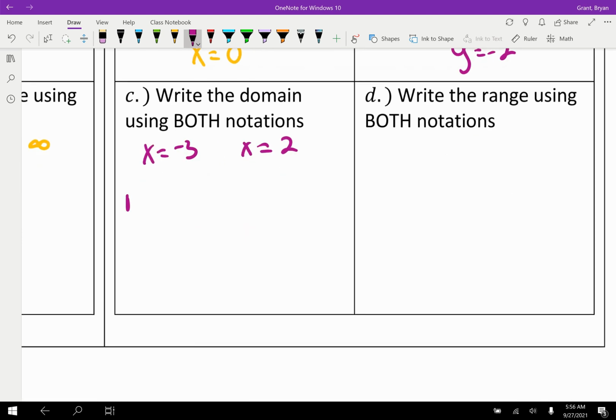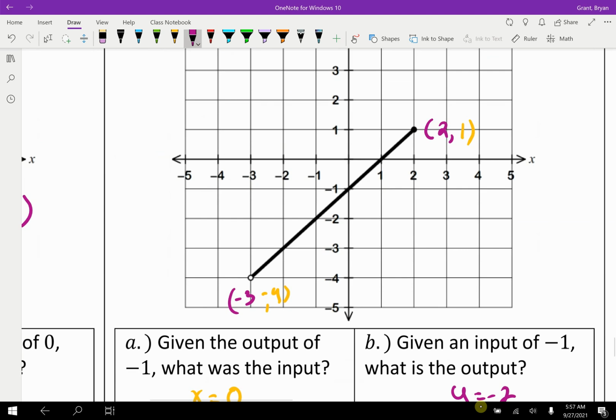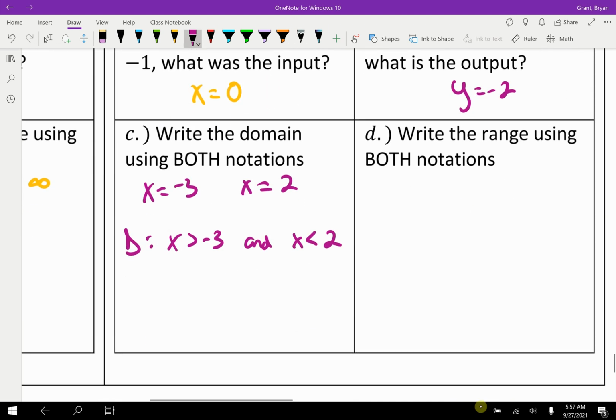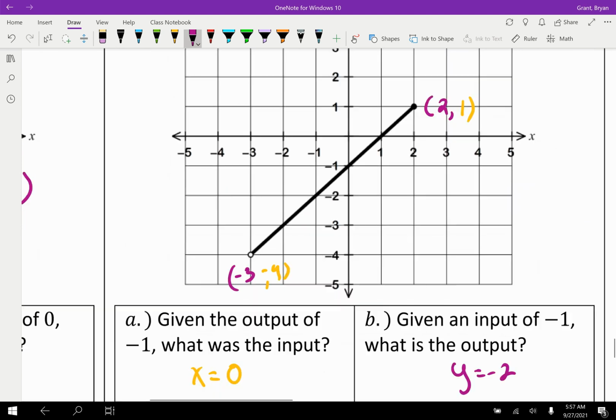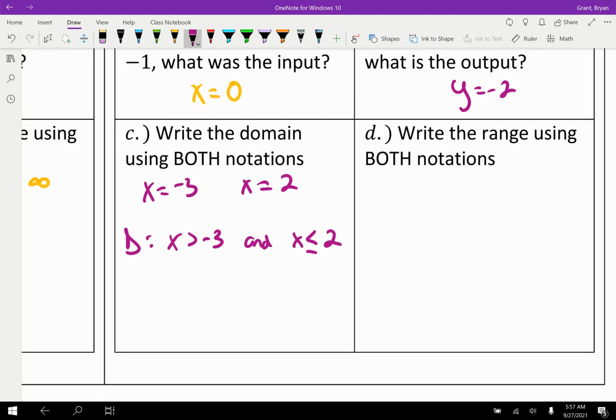Well, how do we write that? One way we can write it is we can say, and I'll do the two separate ones just so you can see it all together. My x's have to be greater than negative 3, and also smaller than 2. Can they be equal to both of these numbers? Well, negative 3 has an open circle, so no, x can't be equal to negative 3. However, 2 has a closed circle, so we can be equal here.